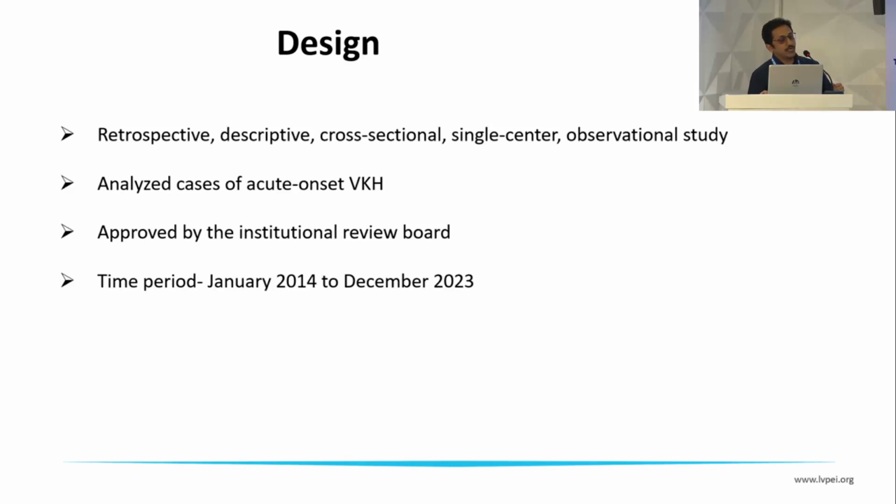This was a retrospective, descriptive, cross-sectional study, because we had taken cases of acute onset VKH only. And this was approved by our in-house review board. This spanned almost more than a decade, that is 2014 to December 2023.